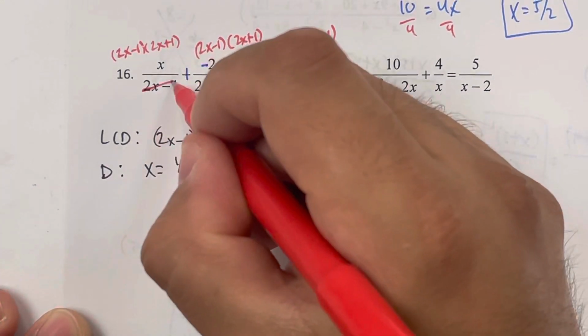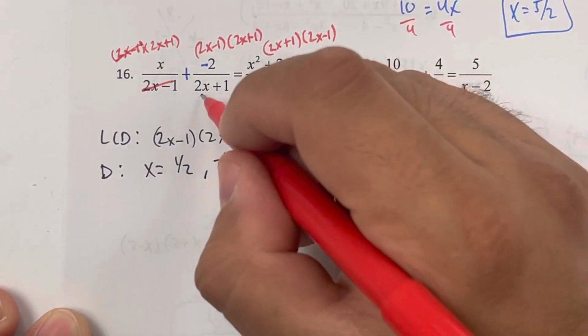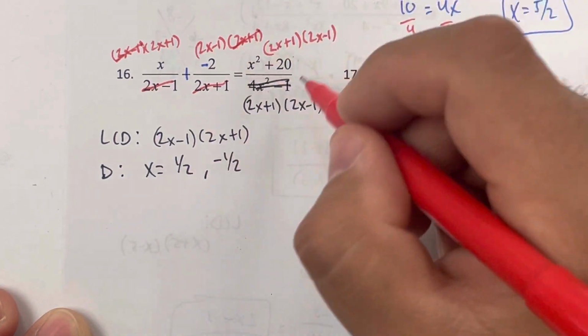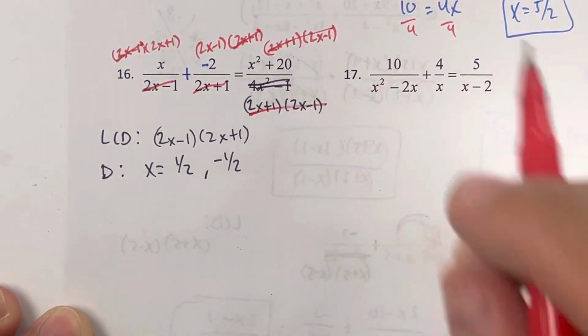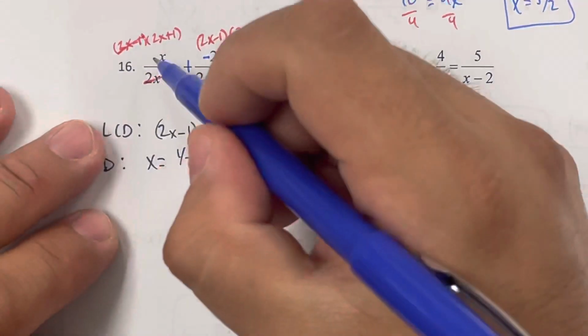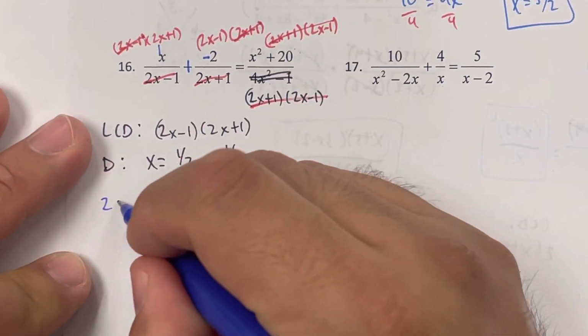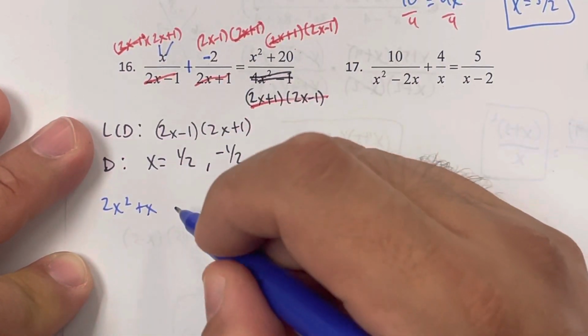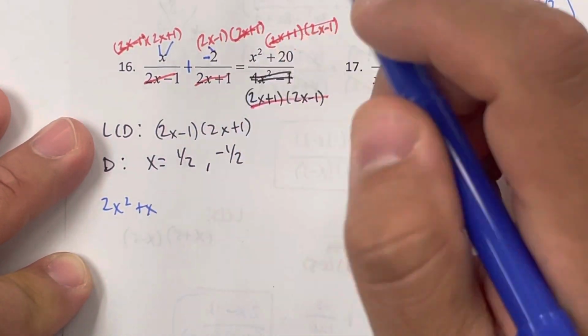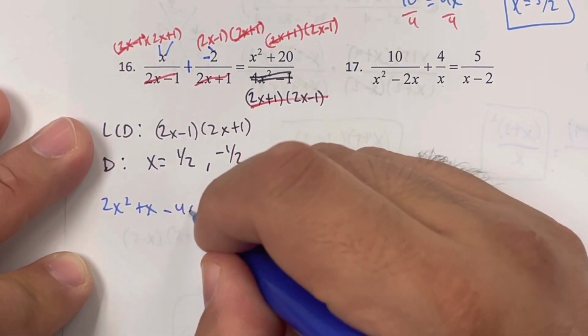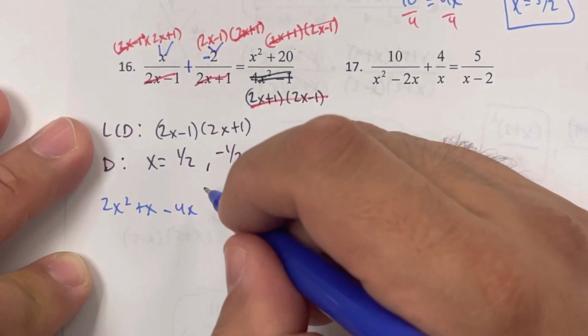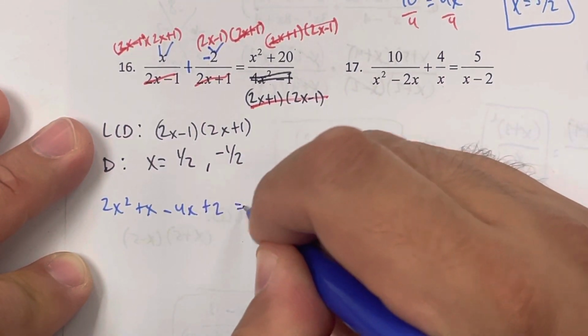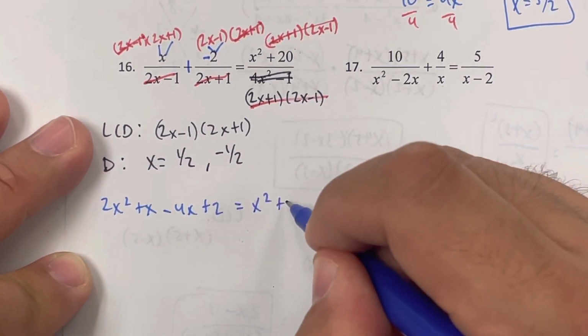So here, 2x minus 1's cancel, 2x plus 1 cancels, and everything cancels, except for the top. All right, so this one, x times 2x is 2x squared. X times 1 is x. Negative 2 times 2x is negative 4x. Negative 2 times negative 1 is positive 2, equals x squared plus 20.